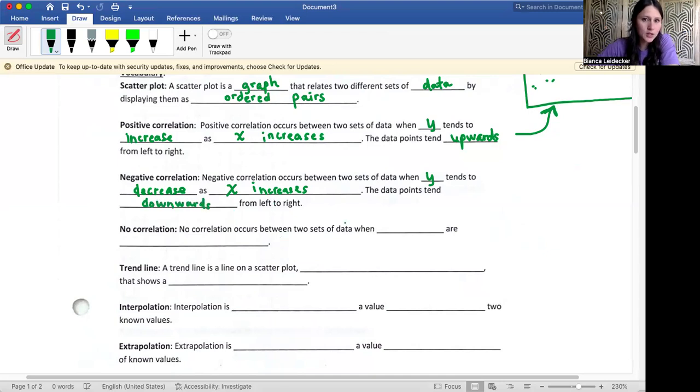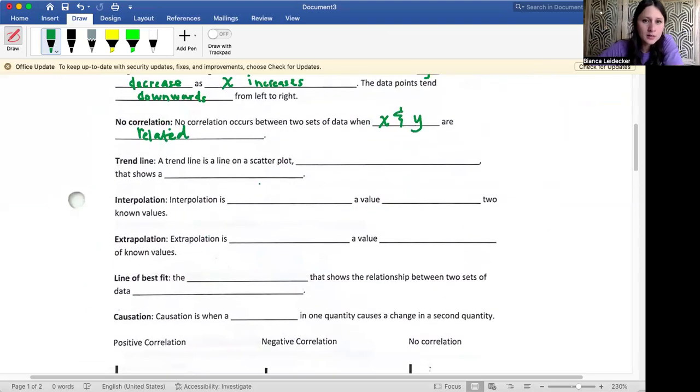No correlation occurs between the sets of data when x and y are not related. You're not seeing any sort of relationship between the x and y axis. A trend line is a line on a scatter plot drawn near the points. So it's not on top of the points. It's just kind of drawing a line near the points that shows a correlation. We'll look at an example of this in a second.